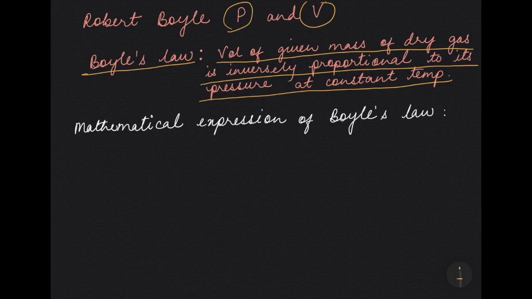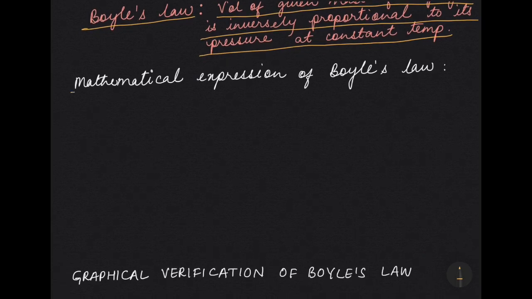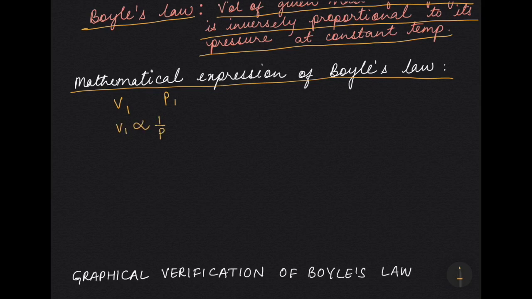Okay, so coming to the mathematical expression of Boyle's law, supposing a gas occupies a volume V1 when its pressure is P1, we will see that V1 is inversely proportional to P1. Now, inversely proportional means when volume increases, pressure decreases. When pressure increases, volume decreases. So when we change the proportion sign to an equal to sign, we have to multiply it by a constant k. Now cross multiplying, what do we get? We get P1 V1 is equal to a constant k.